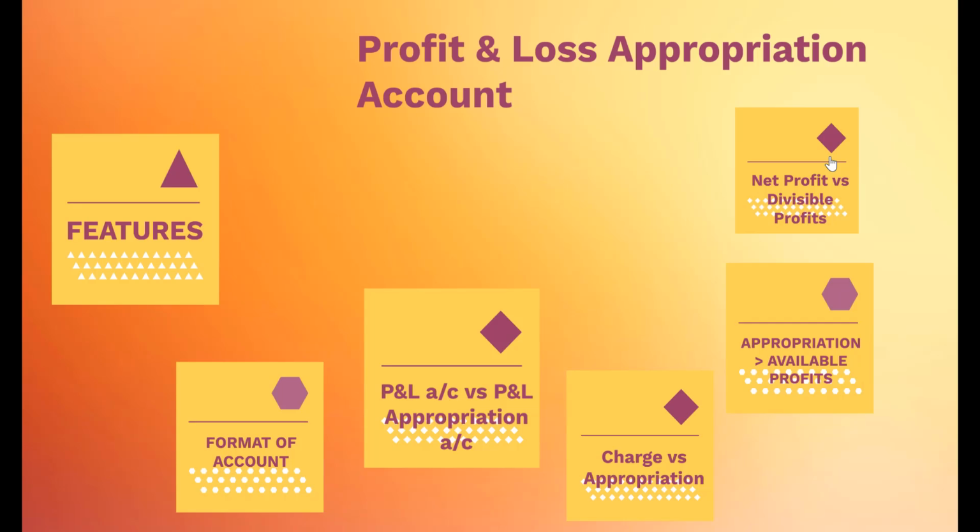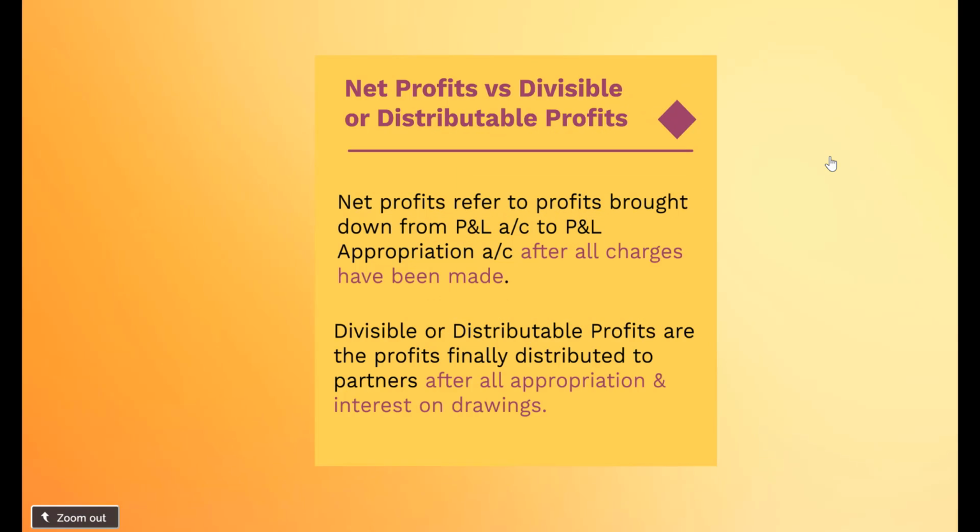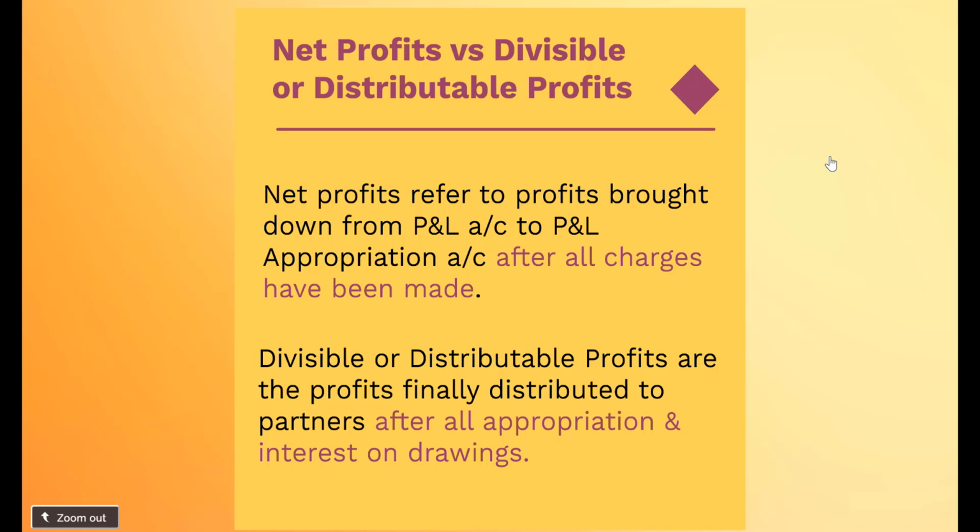Finally, let's conclude with the difference between the term net profit and the term divisible profit or distributable profit. The net profit refers to the profits brought down from the P&L account to the P&L appropriation account after all charges have been made. On the other hand, divisible profit, or in other words the distributable profit, are profits which are finally distributed to the partners after all appropriation and interest on drawings.